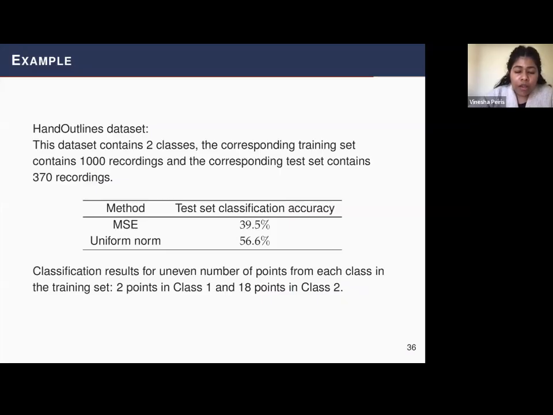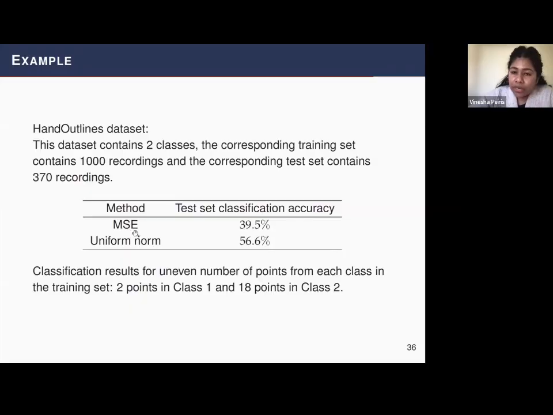So what we actually do is randomly select just 2 points from class 1 and 18 points from class 2 for my training data set. So now there are just 20 points in the training data set, but I still have 370 recordings in the test set. Compared to the test set, the training set is now much smaller. In this case, we are trying to classify the points into these 2 different classes, class 1 and class 2, and we check the test set classification accuracy.